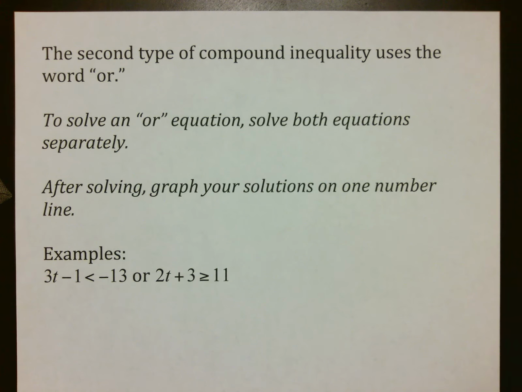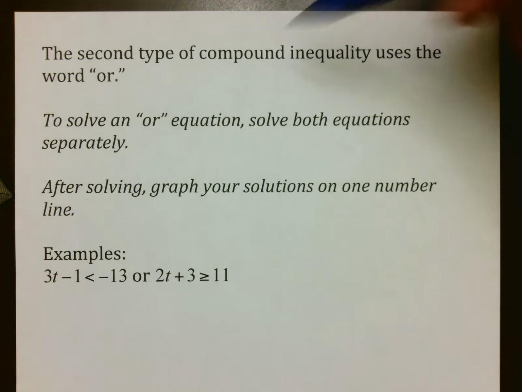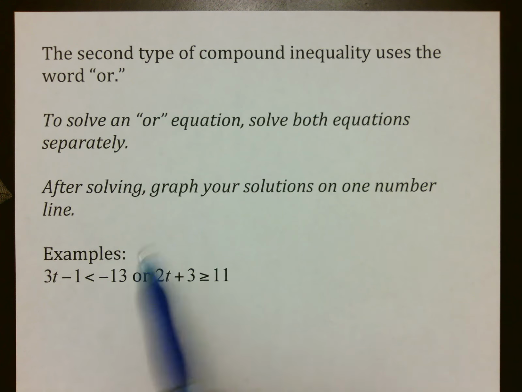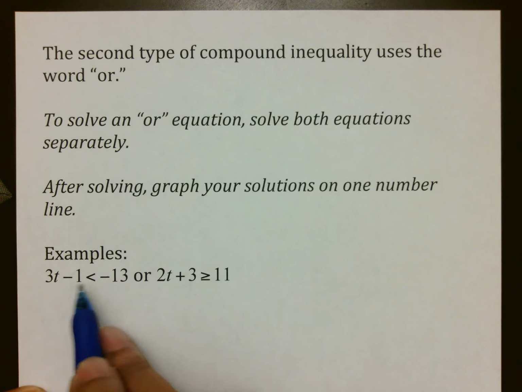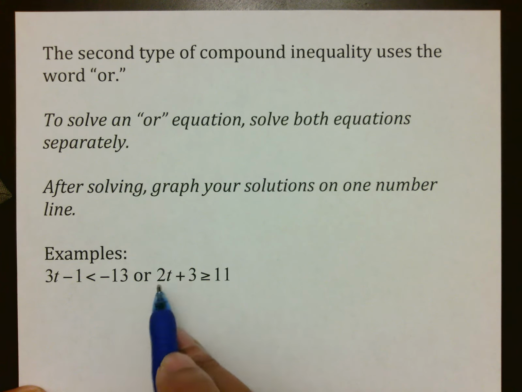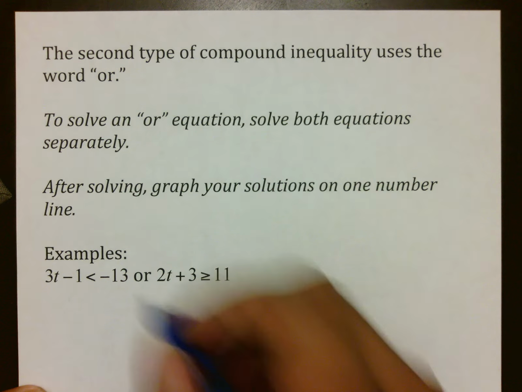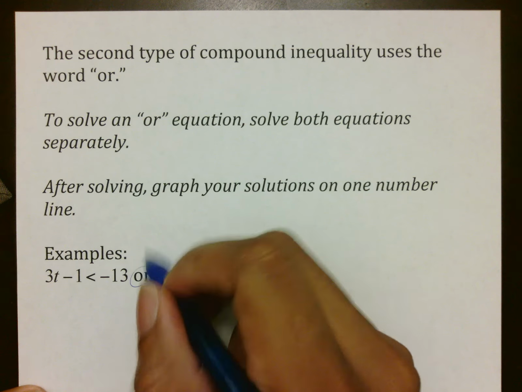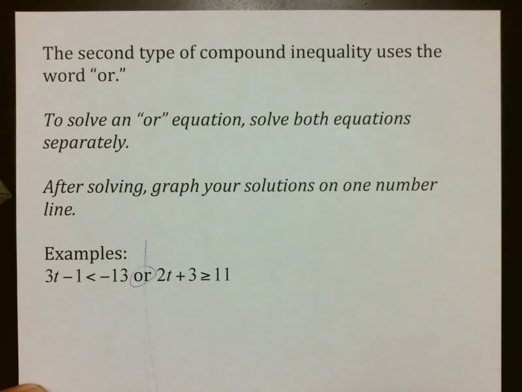The second type of compound inequality uses the word "or". To solve an "or" equation, you just solve both equations separately. After you solve, graph your solutions on one number line, okay? Because it is one inequality, even though it's a compound inequality, all of your solutions have to go on one number line. And so what you do is you have 3t minus 1 is less than negative 13, or 2t plus 3 is greater than or equal to 11. Again, this word here means that this is two separate problems.